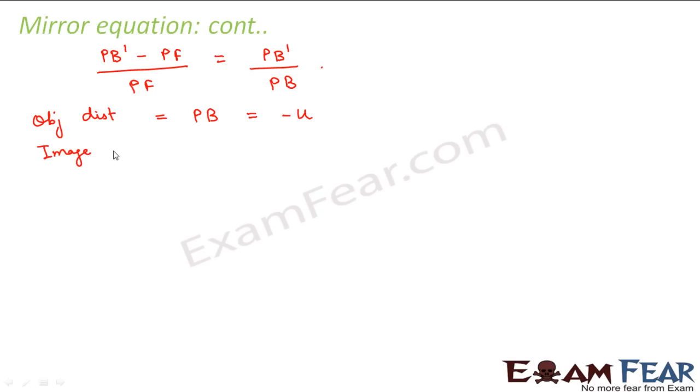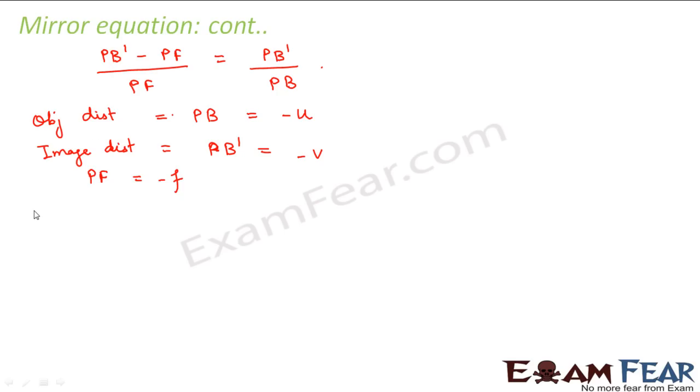What would be the image distance? The image distance, as I mentioned, is PB dash, which is denoted by V with a negative sign, because as per the sign convention rules, both U and V are on the left hand side of the pole, right? And what is PF? PF is nothing but the focal length, which is F. That is also negative because it also falls on the left hand side of the pole.